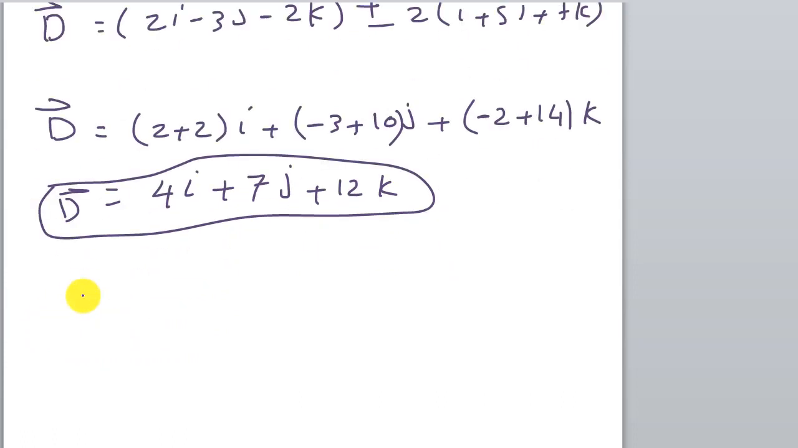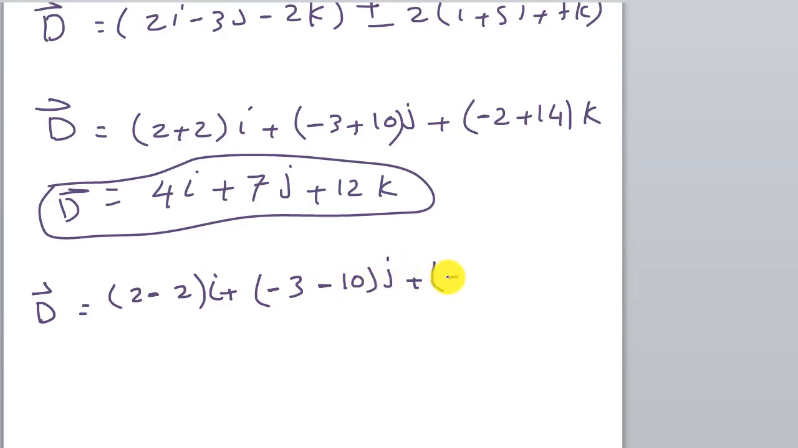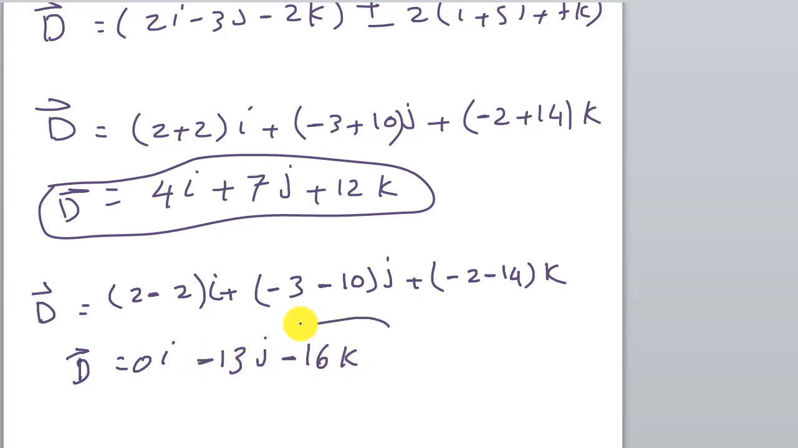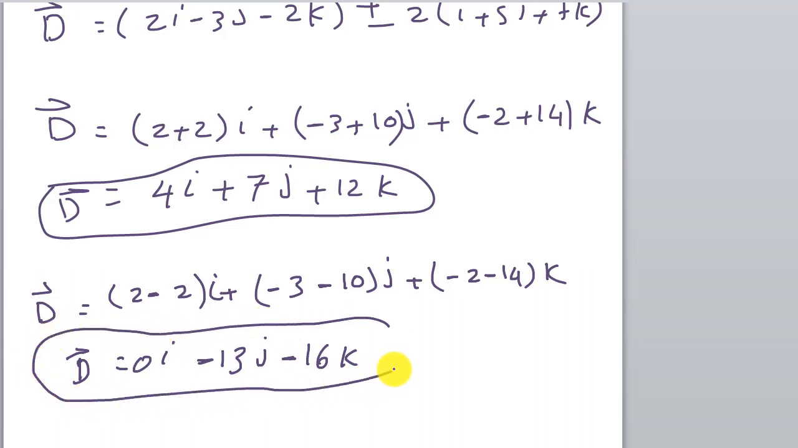Second value will be D. Now 2 minus 2 plus an i, plus minus 3 minus 10 in j, plus minus 2 minus 14 in k. So 0i minus 13j minus 16k. And this is the second possible value of D.